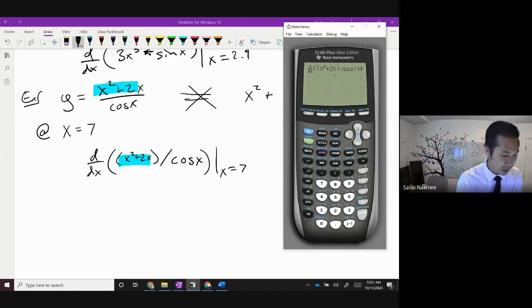See, the parentheses there will make sure that the x squared plus 2x is treated as the whole numerator divided by cosine of x in the bottom there. And this, of course, is at x equals 7. I go ahead and press enter.